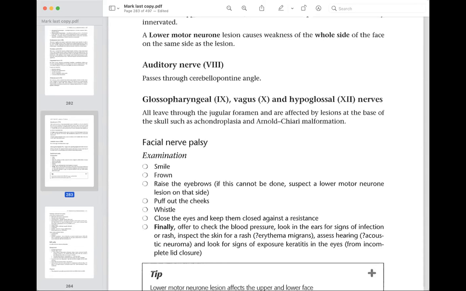Posterior fossa. Cerebral astrocytoma, medulloblastoma. You should know at least a few of the conditions. I remember ataxia telangiectasia, Down syndrome, and also achondroplasia. These two I remember. Another, let's go back and check our post in the group.